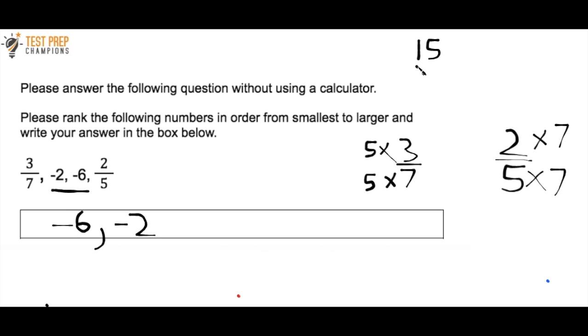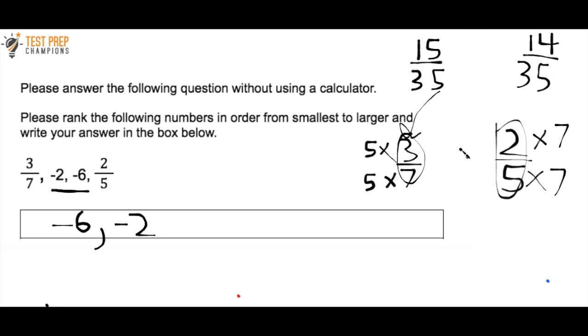So what is 5 times 3? 5 times 3 is 15. What is 5 times 7? 5 times 7 is 35. So I have 15 over 35. Now what about this fraction? What is 2 times 7? 2 times 7 is 14, and 5 times 7 is 35. So now that the denominators match, I just want to look at the top numbers and see which number is bigger. So since 15 is a bigger number than 14, that means that 3 over 7 is bigger than 2 over 5.